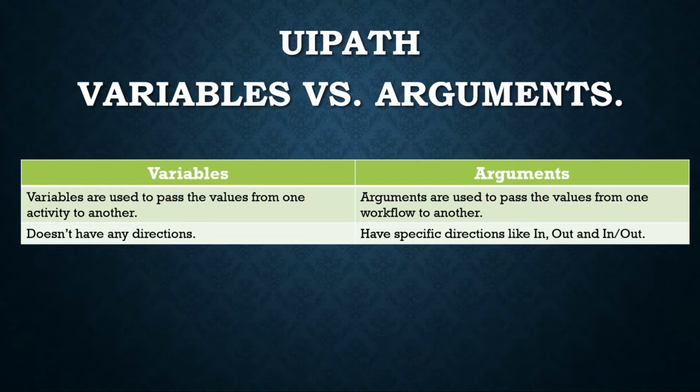What are the arguments in UiPath? Before continuing with the arguments, let's see the difference between variables and arguments. Variables are used to pass values from one activity to another activity, whereas arguments are used to pass the values from one workflow to another workflow. The second difference is that a variable doesn't have any direction, whereas arguments have specific directions like in, out, or in and out. Argument types tell the robot where the information stored in the argument is supposed to go.